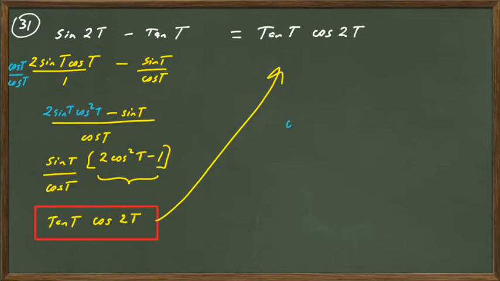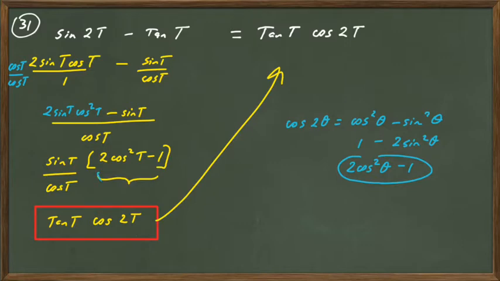To do this one, you had to know the 3 ones for cosine of 2 theta. It could have been cosine squared minus sine squared. It could have been 1 minus 2 sine, or 1 minus 2 cosine. No, 1 minus 2 sine squared. Or it could have been 2 cosine squared minus 1. I believe that's the one that I used right here to get cosine of 2t.